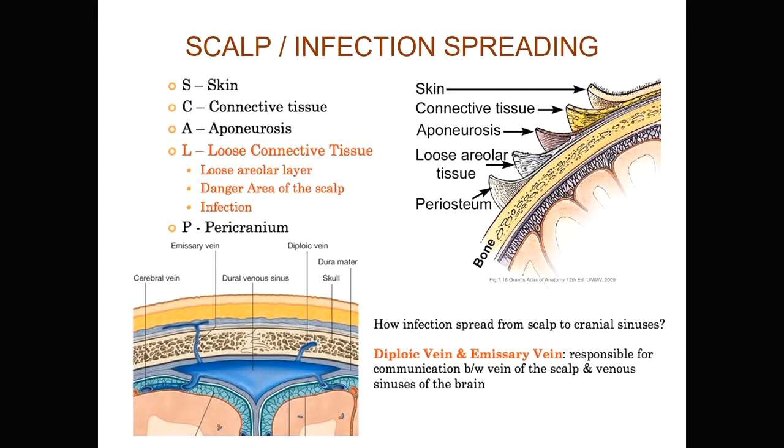So this is the bottom layer of the top 3 that can slide along the bottom 2 layers. So SCA can slide along on top of L, which is your loose connective tissue. So this is a loose areolar layer. This is a danger area of your scalp where infection can spread easily throughout. And again, SCA slides around on top of L, and then right below that, it's going to be your P of scalp, which is your pericranium, which is just like periosteum that's surrounding your cranial bones. So those are the 5 layers of scalp.